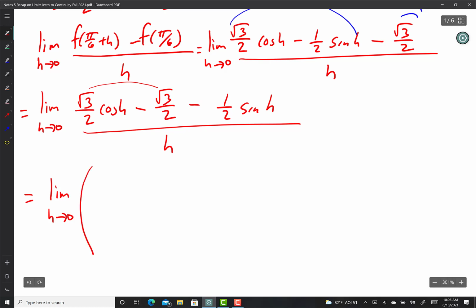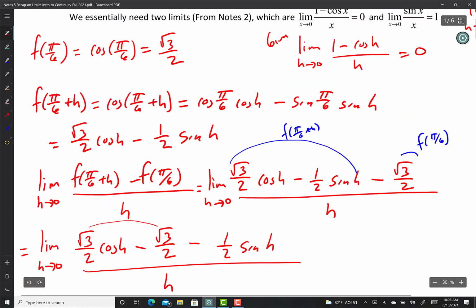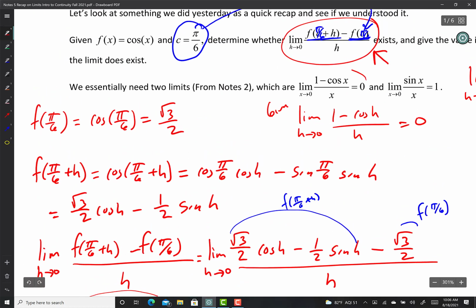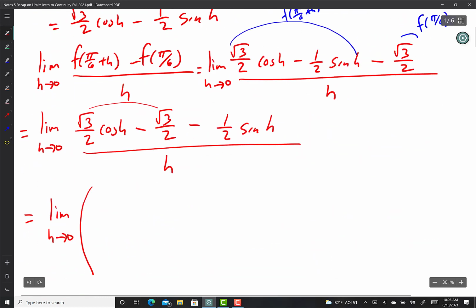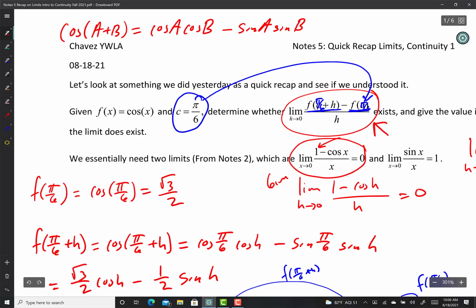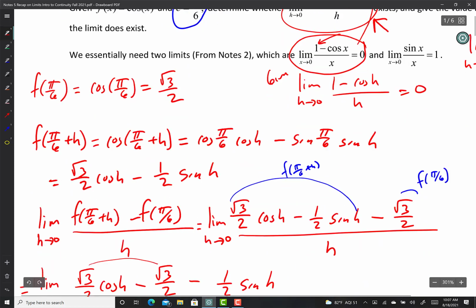I'm going to factor out a negative square root of 3 over 2. Why? Because I want it to look like this one. I want to have a positive 1. And at the moment, if I factor out a square root of 3 over 2, I get a negative 1. Actually, I should have probably rewritten the cosine, but that's fine. Are we okay? What I mean by I should have rewritten it, I could have also said this: limit as x approaches 0 of cosine x minus 1 over x. That's also 0. But I didn't do that, so I'm just going to fix my error by factoring out a negative 1. Cool? Okay.